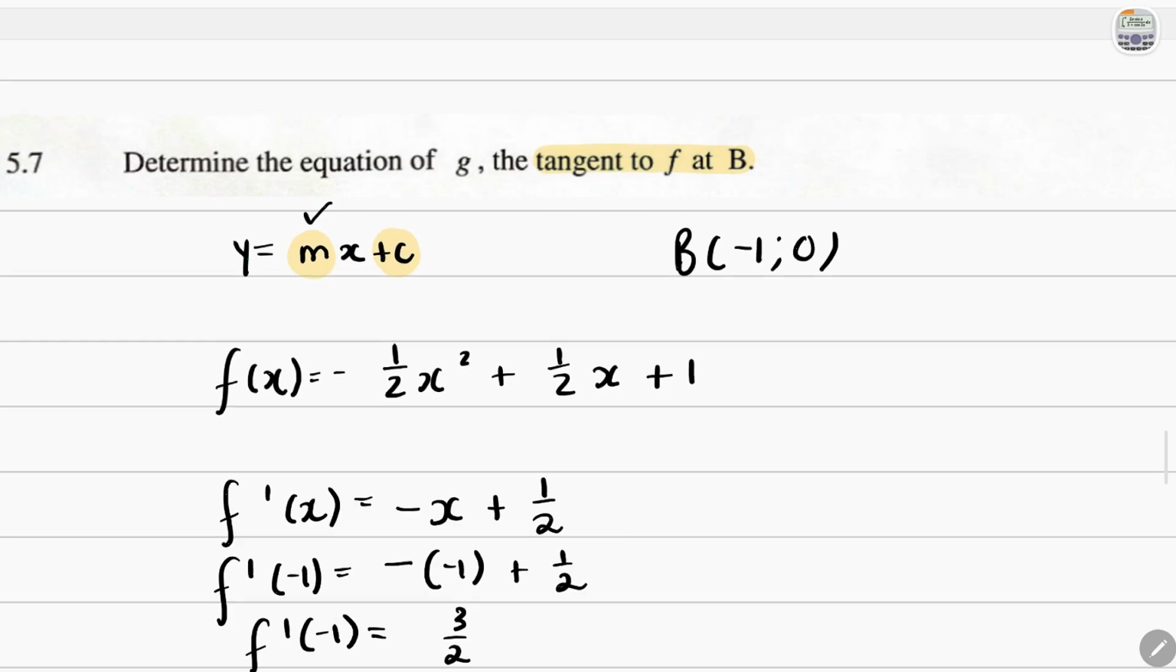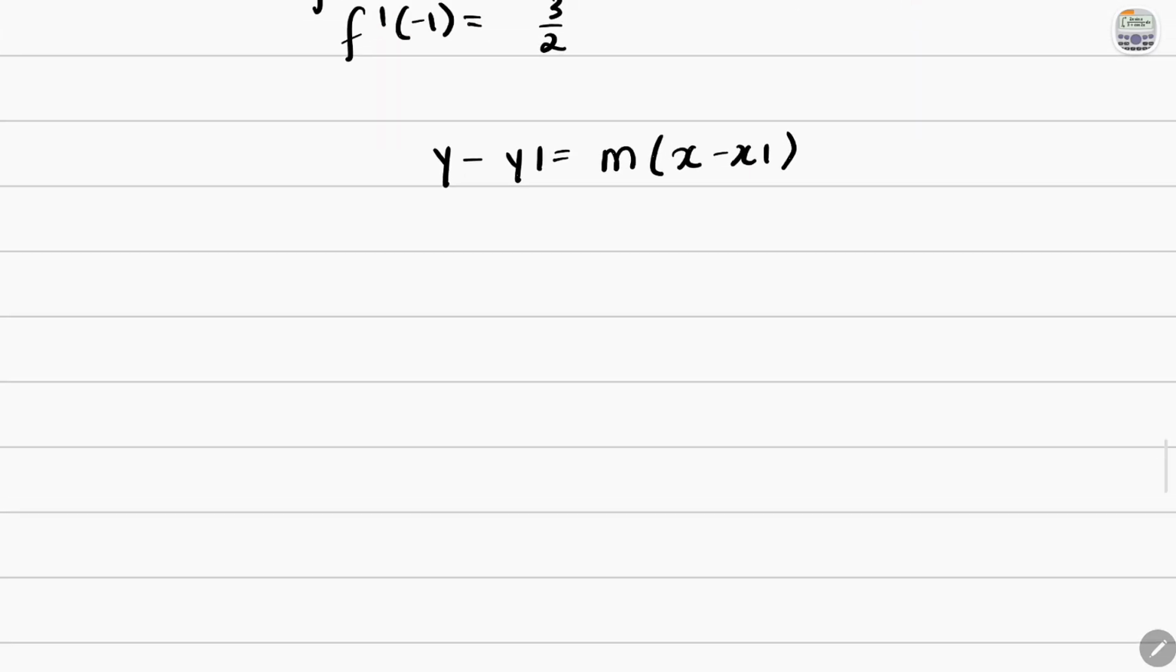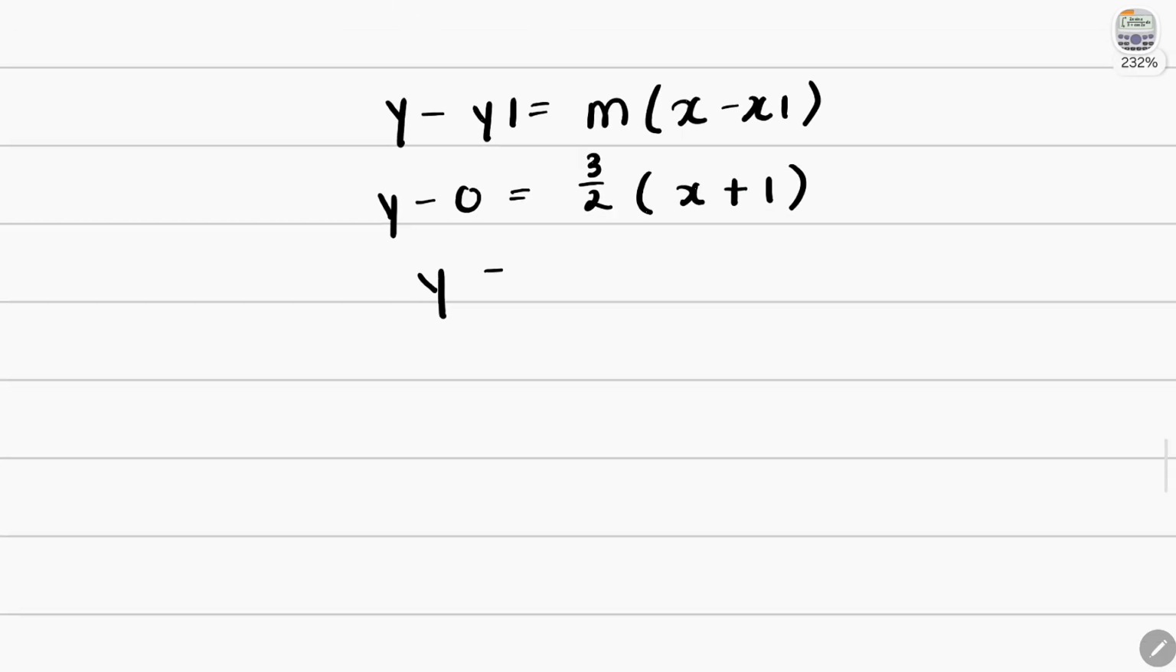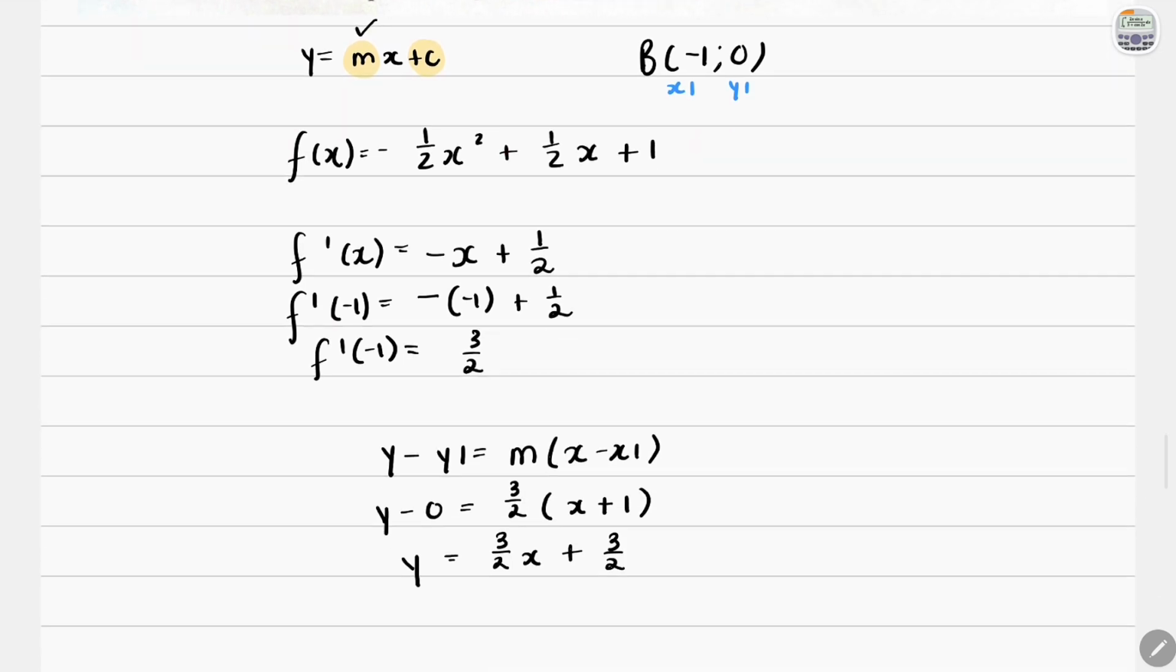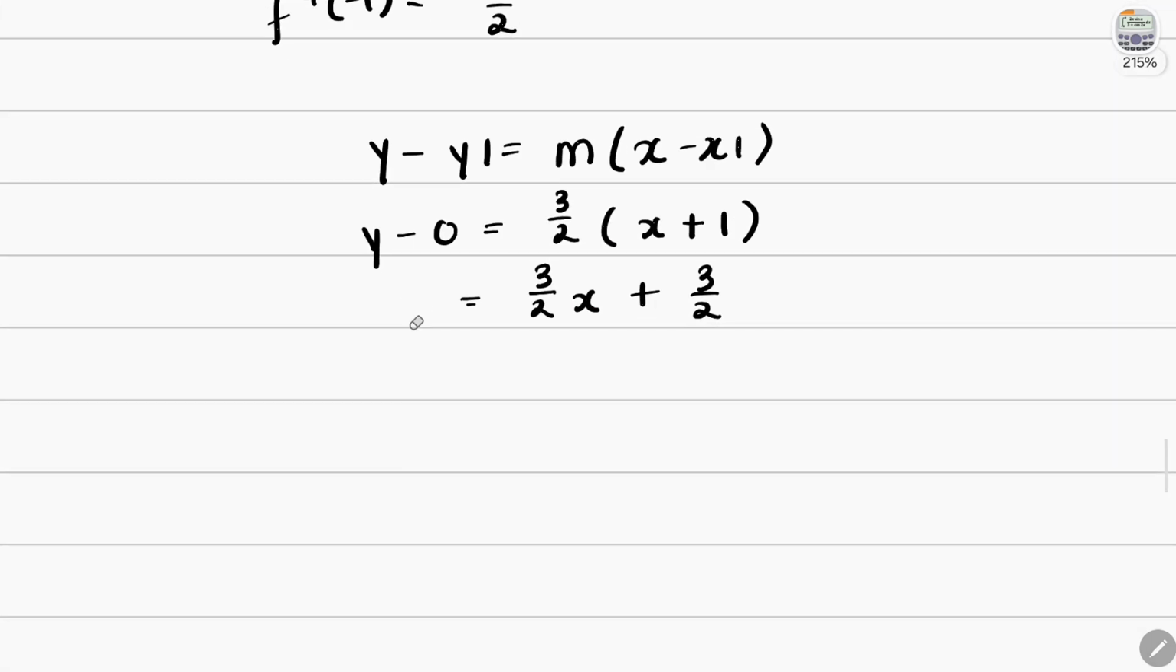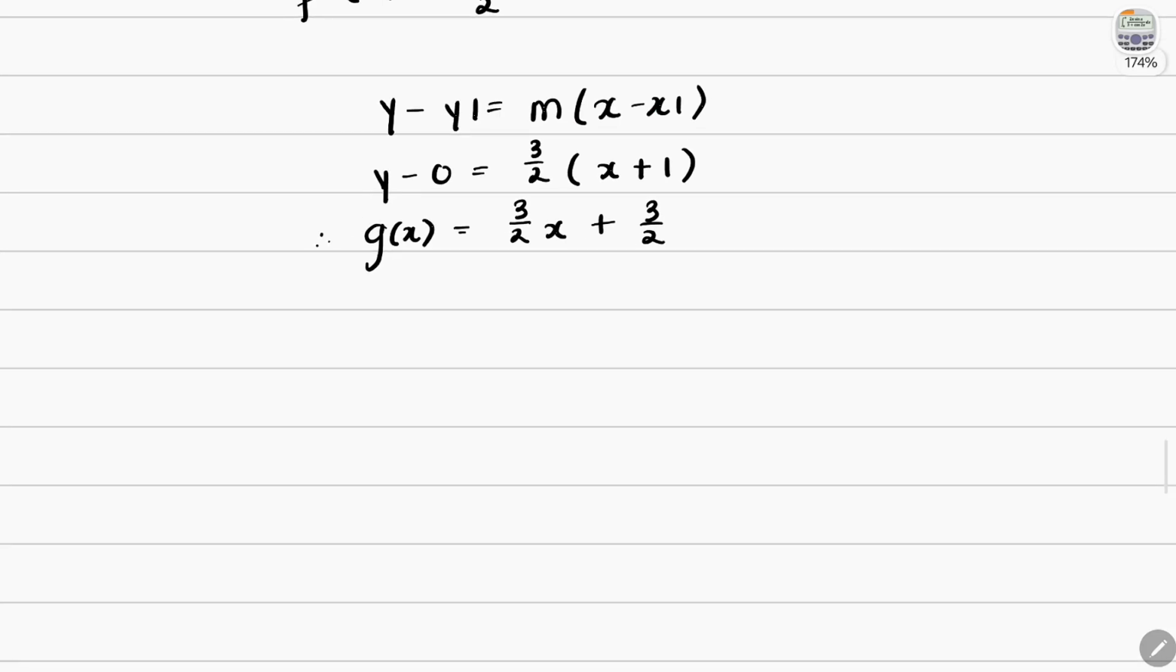And in place of x1 and y1, we substitute -1 and 0. So we'll say y minus 0 is equal to our gradient of 3 over 2 times x minus -1, which becomes plus 1. Y minus 0 is just y, and then we distribute. So this is 3 over 2 x plus 3 over 2. Okay, did they tell us to put it in any format? Not really. They just said of g. So let's go ahead and just call this g of x. So this is g of x equals 3 over 2 x plus 3 over 2. And that is the equation of our tangent.